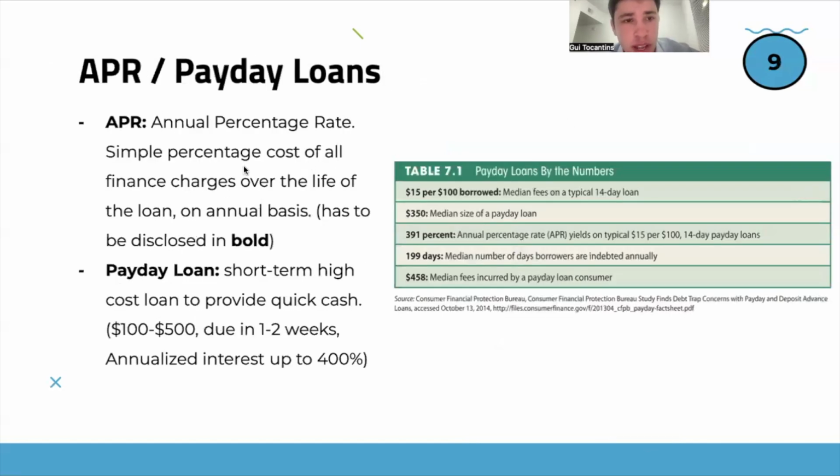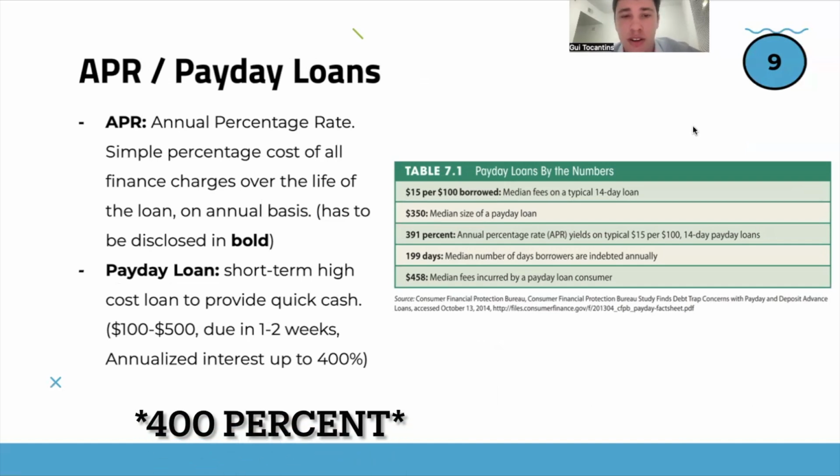Other things that you should know is that APR stands for annual percentage rate, which is the simple percentage cost of all finance charges over the life of the loan on an annual basis. And also payday loans, which are short-term, high-cost loans that provide quick cash, usually $100 to $500 due in 1 or 2 weeks, with annualized interest rates of up to 400,000, which basically means you're voluntarily getting robbed, paying 400,000 or 400% interest. So you should only take that in case of emergencies.